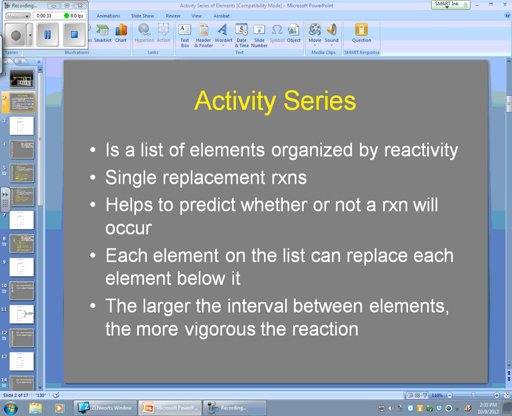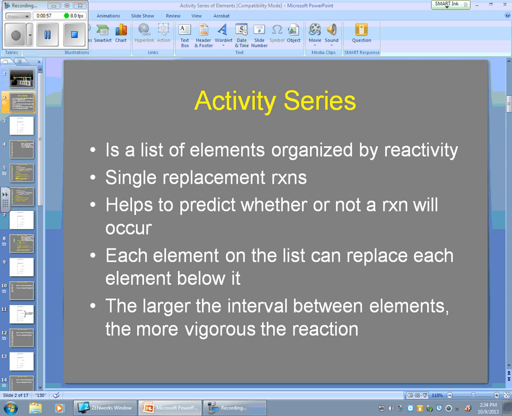The activity series is a list of elements organized by reactivity. So at the top of the list are the most reactive elements, and at the bottom of the list are the least reactive elements. Like I said before, they're going to help us with single replacement reactions, and they help us predict whether a reaction will occur or not.